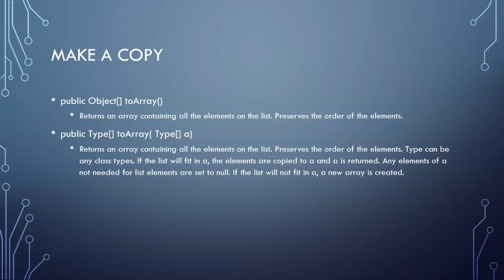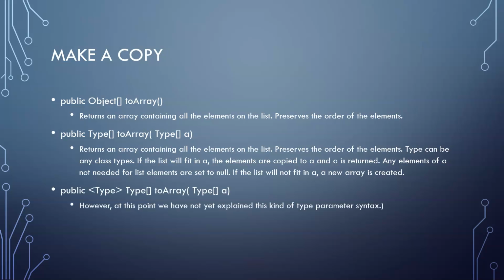So if the list will fit in A, the elements are copied to A and A is returned, and the elements of A that are not needed for the list elements are therefore set to null. If the list will not fit in A, well then obviously a new array is created. We also have public <T> T[] toArray(T[] a).